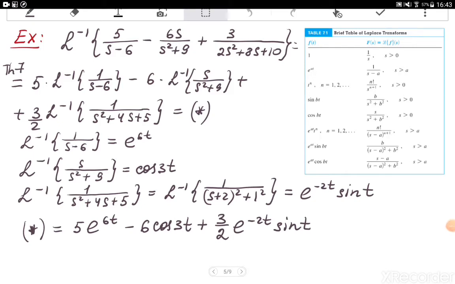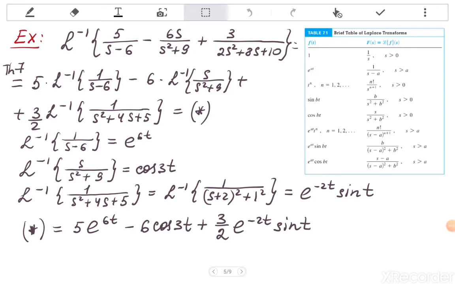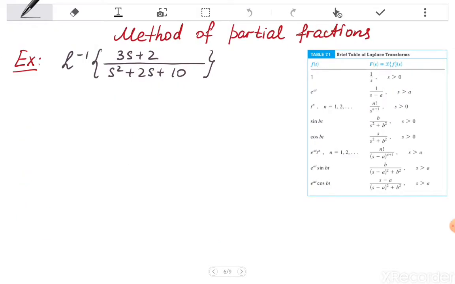This is part 4 of the second lecture of week 9. And last time we discussed how we can find the inverse Laplace transform of a sum or difference of some fractions which have a similar form to the Laplace transforms in the right column of the table. What if our function is not in this form? For example, if we want to find the inverse Laplace transform of this fraction, what can we do?